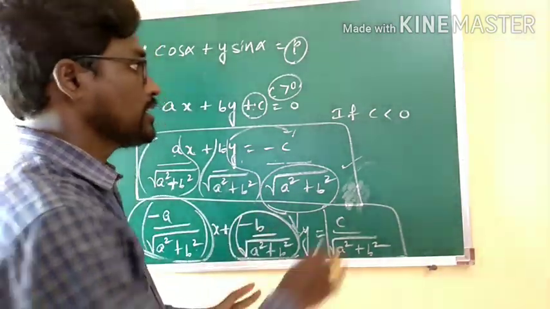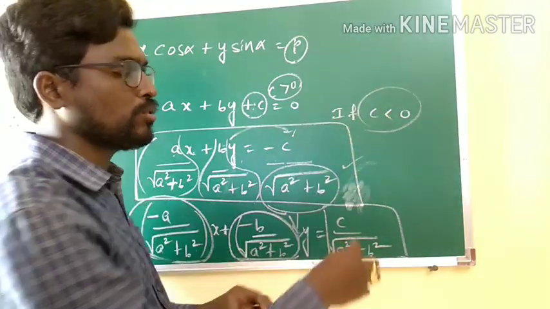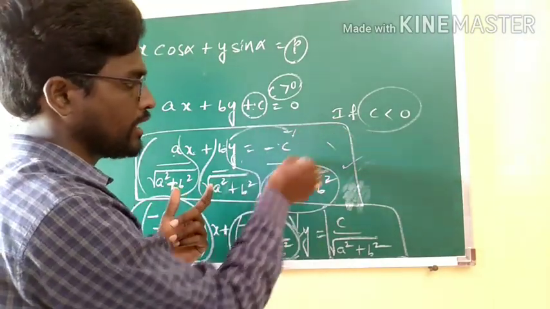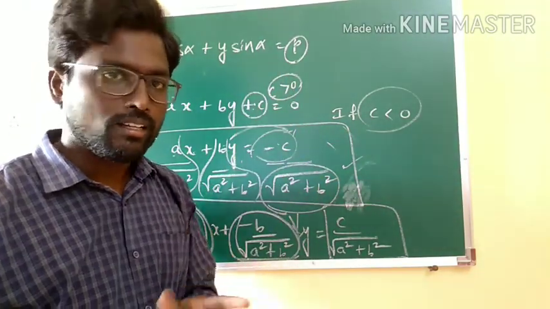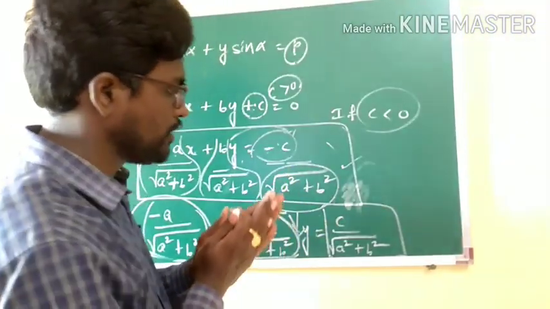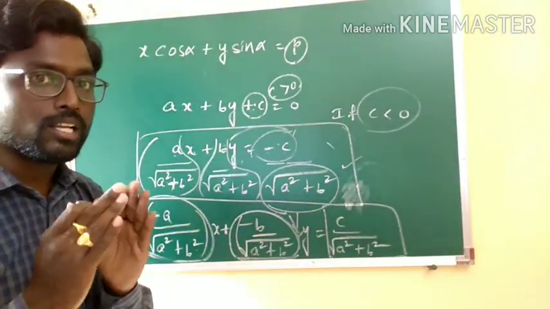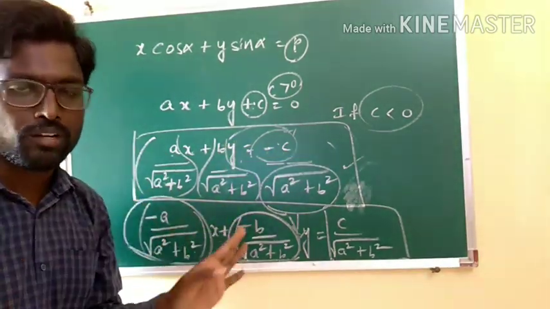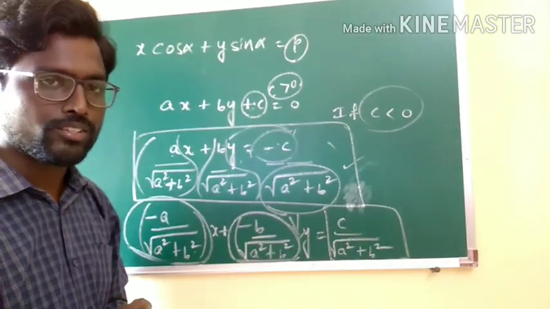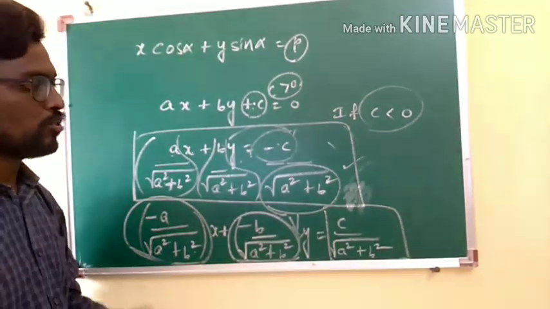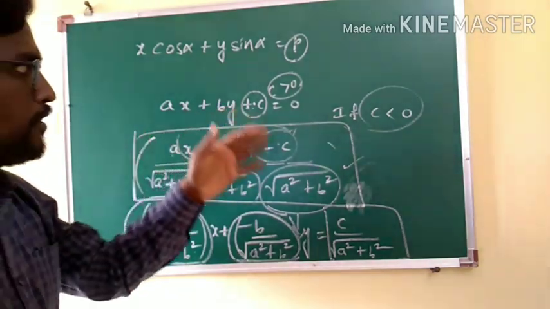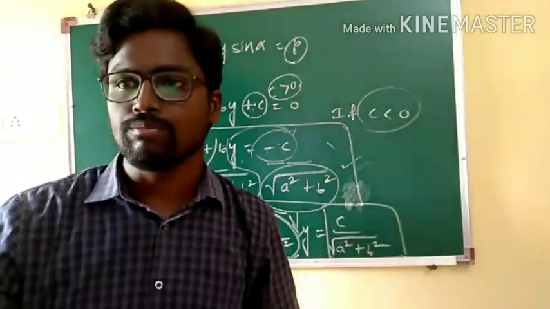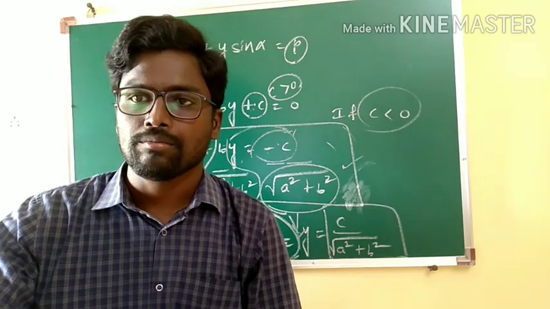Don't get confused. C negative means some value like minus 2, minus 3. Negative of negative becomes positive. That's the reason I have taken minus here itself. Understand? In case of c positive, the right side will be positive, but these two will be negative. In case of c negative, these two will be positive and this will be negative. There is no confusion. Hope you understand. So this is how we can convert ax plus by plus c equal to 0 into the normal form, that is x cos alpha plus y sin alpha is equal to p.